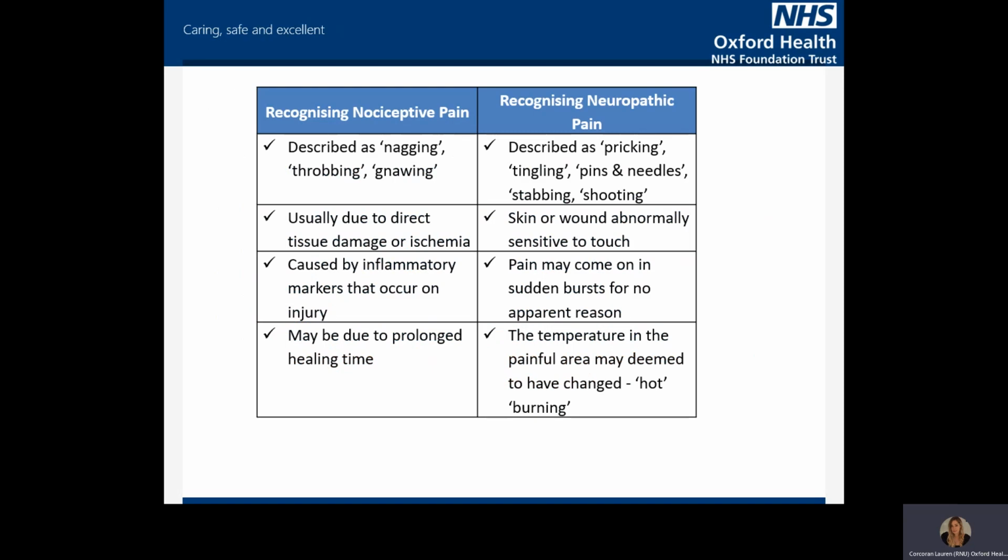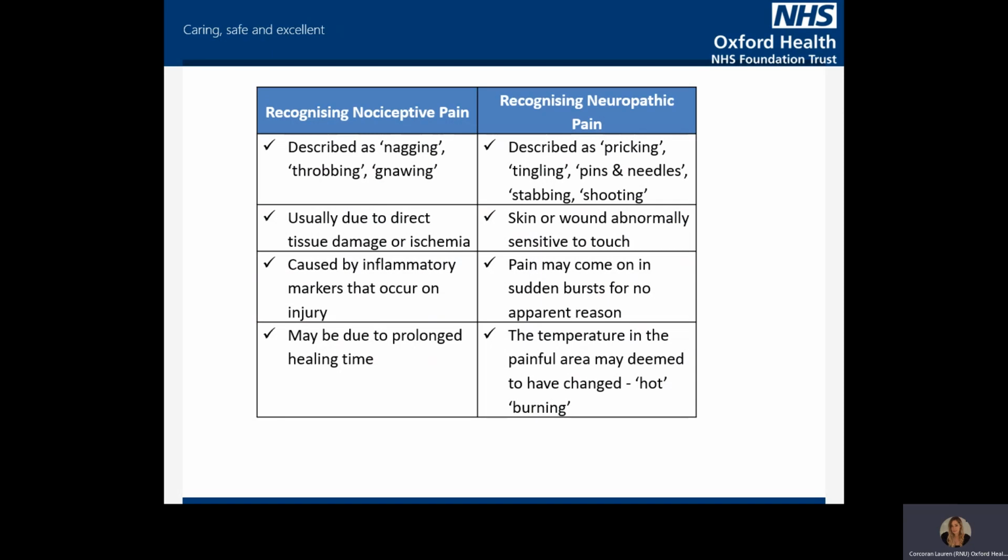Okay, so things that will allow us to recognise whether it's nociceptive or neuropathic pain that they may be experiencing, different characteristics of each. So the nociceptive, the more normal pain, can be described as nagging, throbbing, gnawing, usually due to direct tissue damage or ischemia, as I said, caused by inflammatory markers that occur on injury and may be due to prolonged healing time. Neuropathic pain, on the other hand, has a different sensation.